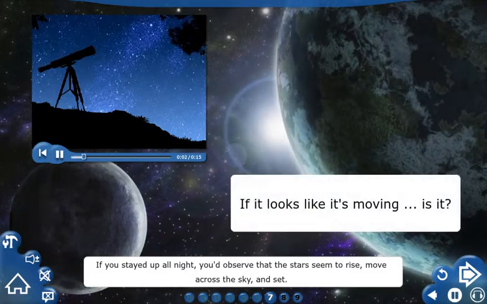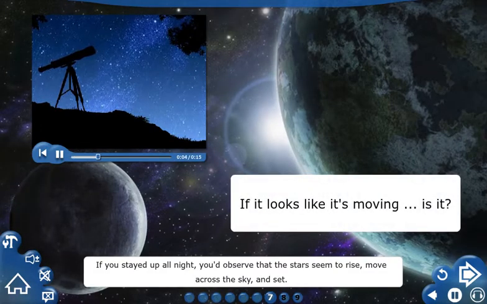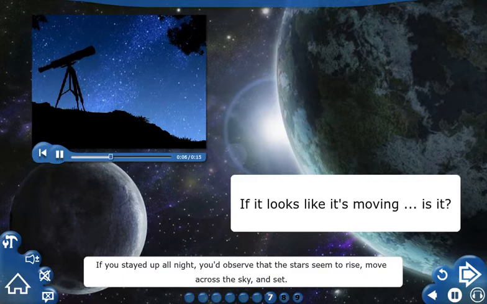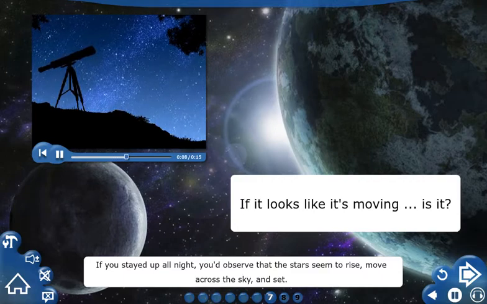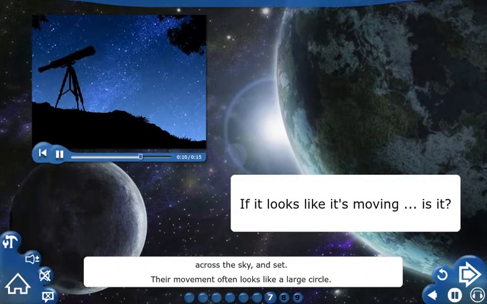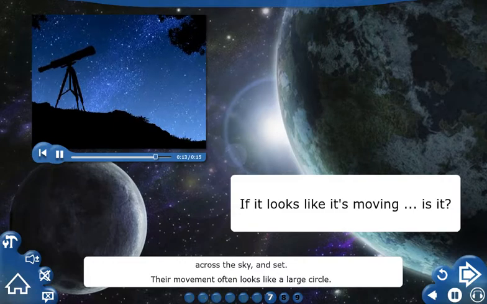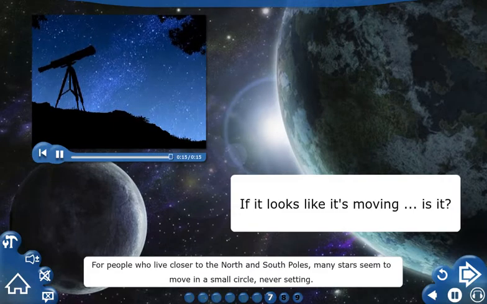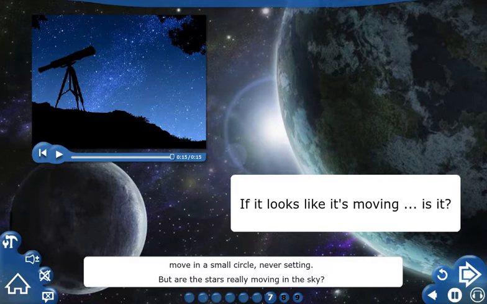If you stayed up all night, you'd observe that the stars seem to rise, move across the sky, and set. Their movement often looks like a large circle. For people who live closer to the North and South poles, many stars seem to move in a small circle, never setting. But are the stars really moving in the sky? The answer is no. It just looks that way because Earth itself is turning.